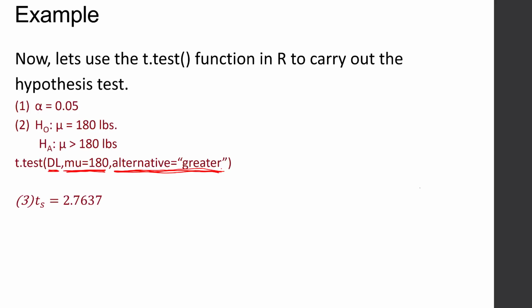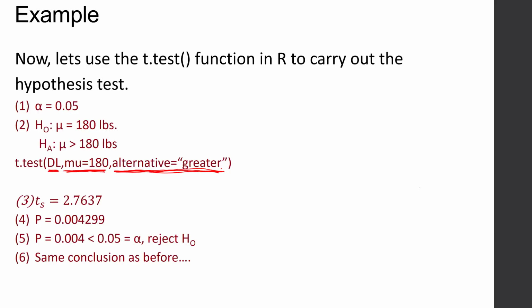Once you do that, you will get output that shows you your test statistic is 2.7637. Your p-value again is 0.004. Of course, your p is still less than your alpha, and you have the same conclusion as before. All right, so that is how you use R to do a t-test. So make sure you give it the data set, tell it what your null hypothesized belief of mu is, and tell it what the alternative is if it's different than not equal, if it's greater or less.